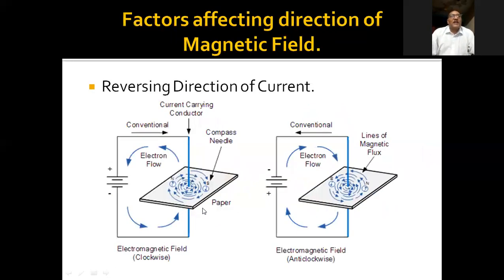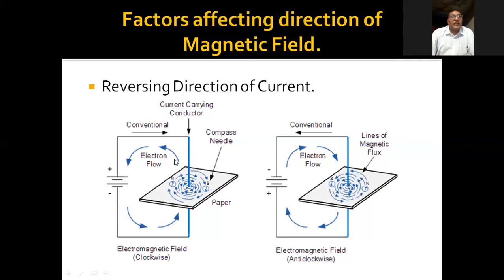Okay, here is another very good example. We have two diagrams, and let's consider the first one. I have a battery, and with this battery I have connected a conductor. This is the positive terminal of the battery and this is the negative terminal. With the blue color, the electron flow is represented, but we are talking about conventional current. Conventional current flows from the positive terminal towards the negative terminal, so the conventional current is going downward in this conductor.